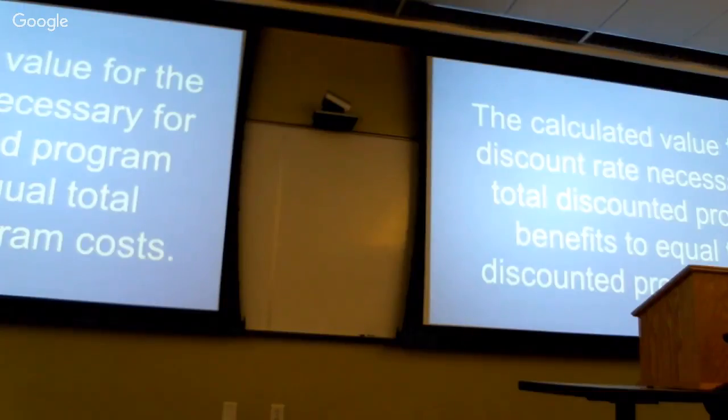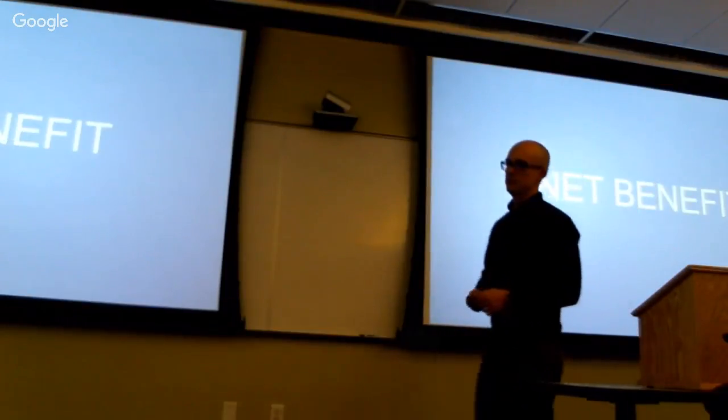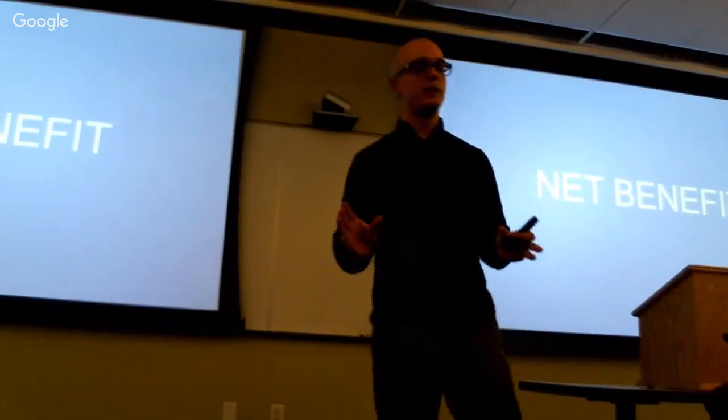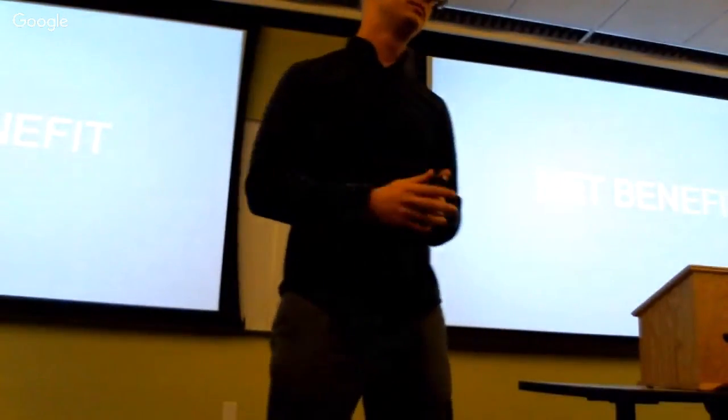As a rule of thumb, I usually use like 3%. It's just a safe bet, 3 to 5%, which is sort of a standard range. So your net benefit, like I was talking about, is just what's left after you subtract your cost from your benefits.